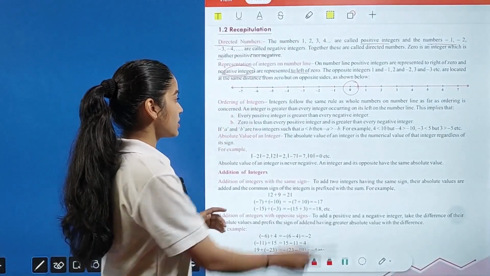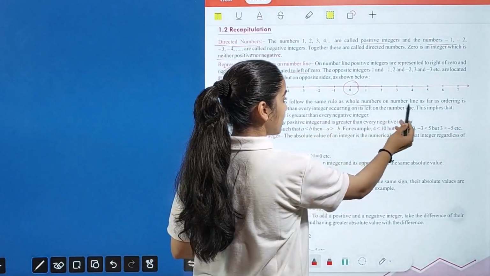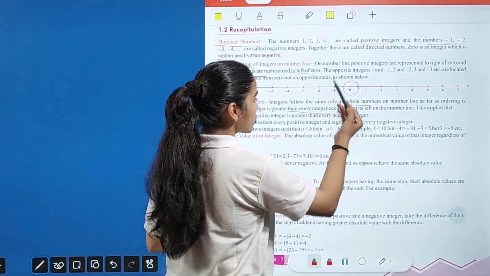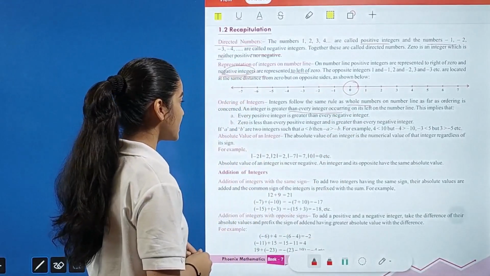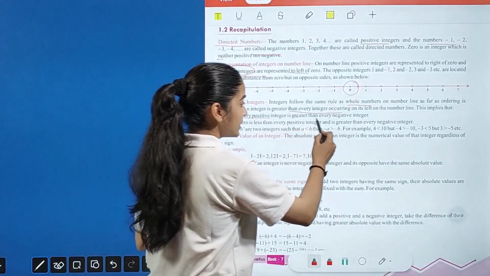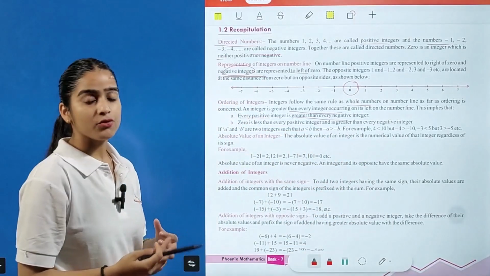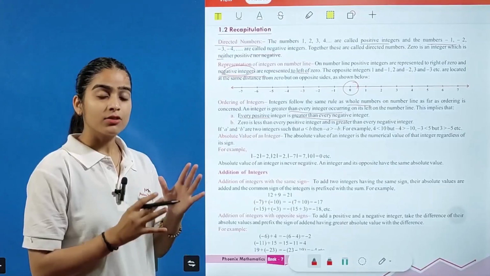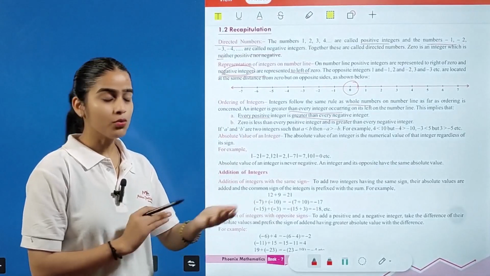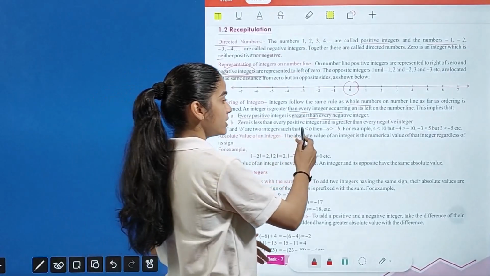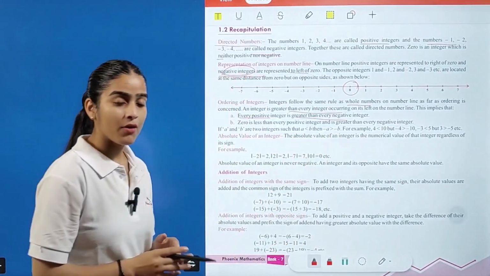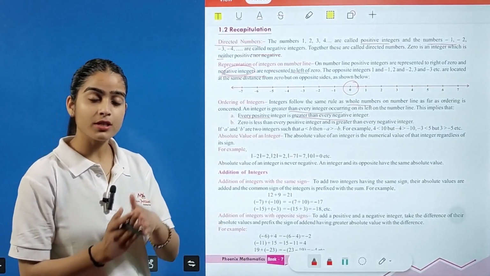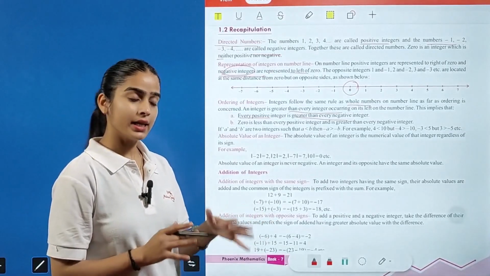Now ordering of integers. Integers follow the same rules as whole numbers on the number line. As far as ordering is concerned, an integer is greater than every integer occurring on its left on the number line. This implies that every positive integer is greater than every negative number. So when we compare numbers, if I have -3 and 3, then 3 is always greater than -3. 0 is less than every positive integer and greater than every negative integer. So if you have -3 and 0, then 0 is greater than -3. So 0 is always smaller than positive numbers and greater than negative numbers.